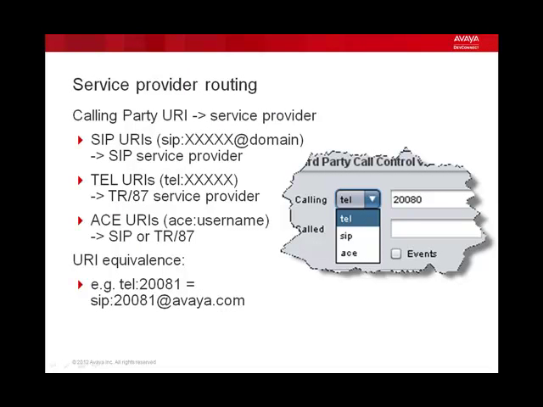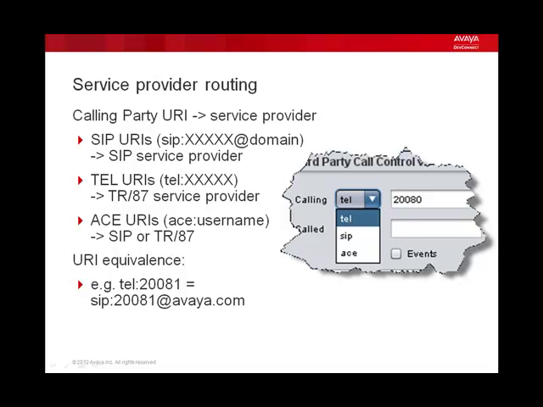The answer to the second question, how does Avaya ACE decide which service provider to route requests to, is that ACE applies routing rules based on the address URI of the calling party passed into the request. In the remote lab, the routing rules have been configured so that if the calling party's address is a SIP URI with the format SIP:extension number @avaya.com, it is routed to the SIP service provider interface. If the calling party's address is a TEL URI with format TEL:extension, it is routed to the TR87 service provider interface.